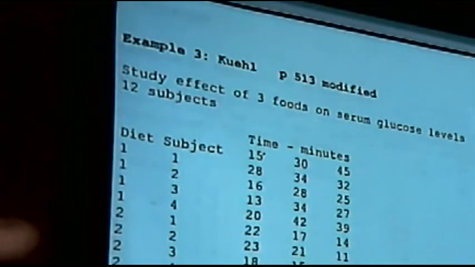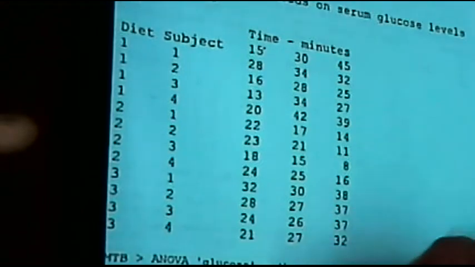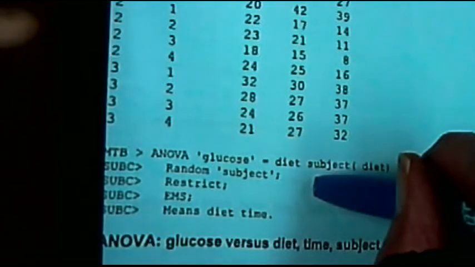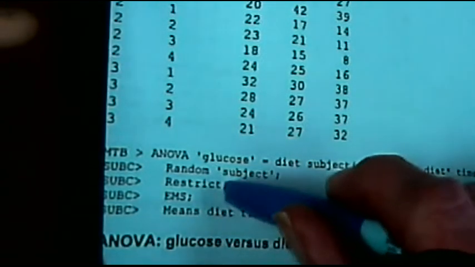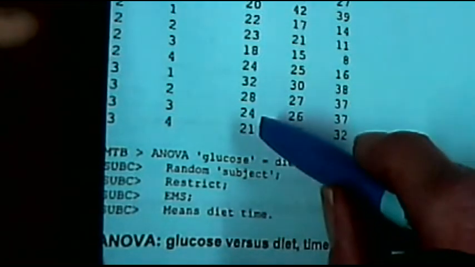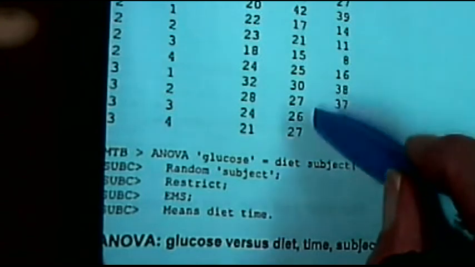These responses are in a single column, for example, like I did in the previous example, but I didn't show you any of the lines that I did in Minitab at this point. I went directly to the ANOVA command. So the glucose column is a column of the responses arranged in a single column.